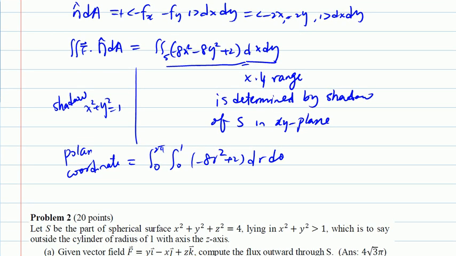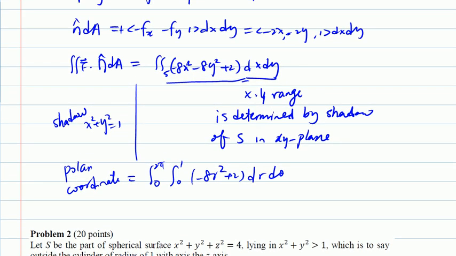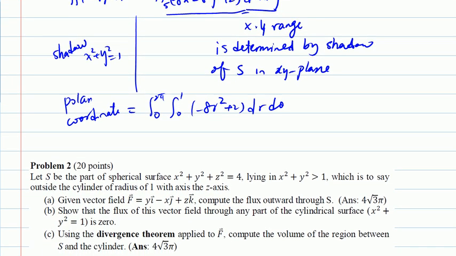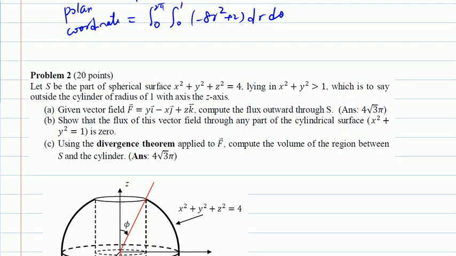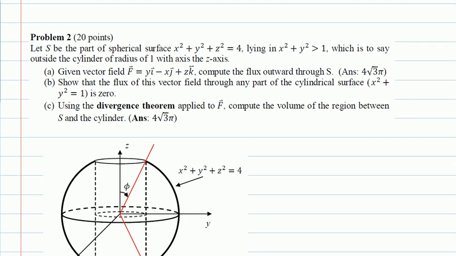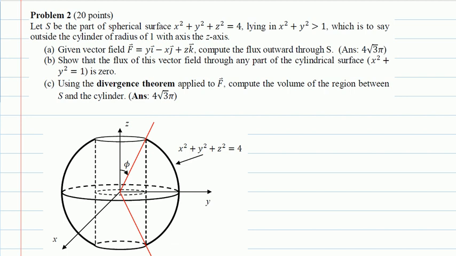So this is basically how you do problem number 1, very straightforward. Problem 2 needs a little bit of attention and care in solving. S is part of the spherical surface lying in x squared plus y squared greater than 1, which is to say outside the cylinder of radius 1.